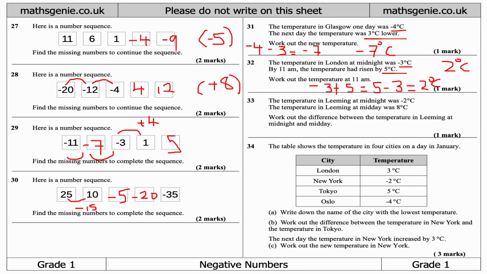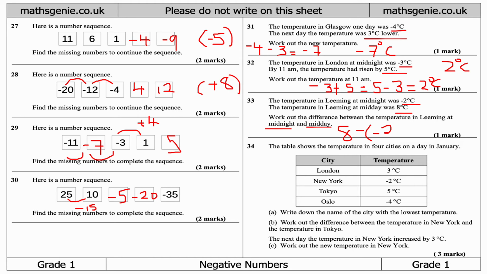Question number 33. The temperature in Leeming at midnight was minus 2 degrees. The temperature at midday was 8 degrees. Work out the difference between the temperature in Leeming at midday and midnight. Okay, midnight and midday. So, I'm going to do 8, take away -2.